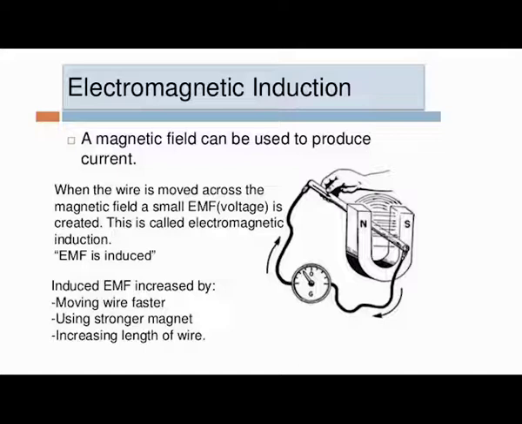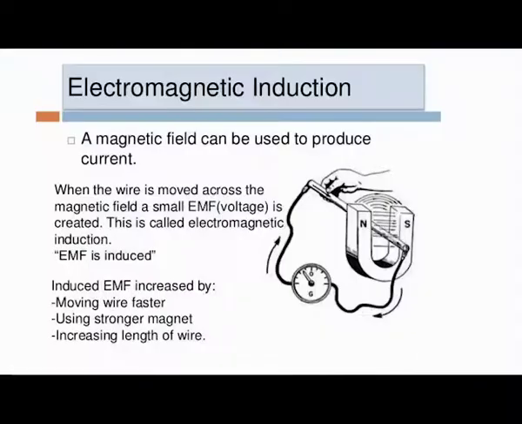Students should also be aware that it's not about the size of the magnet, it's about the strength, but it should be stronger. And then we can also increase the voltage produced by increasing the length of the wire. Because if you make a coil, then if you have more turns, there will be more voltage produced. Those are three ways in which you can increase voltage produced by electromagnetic induction.